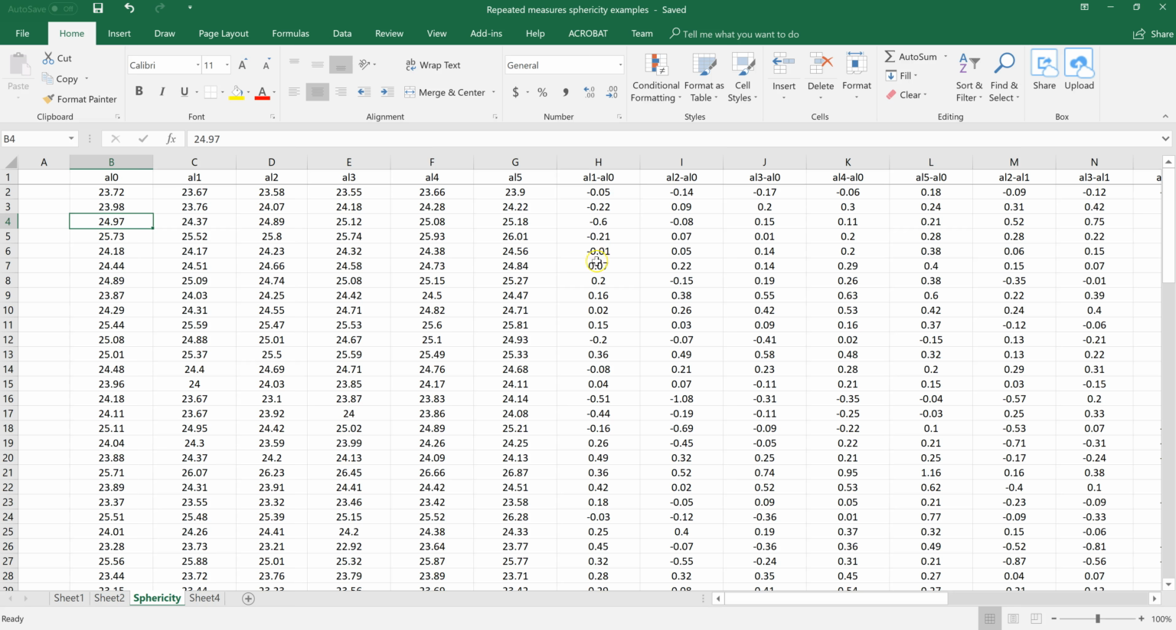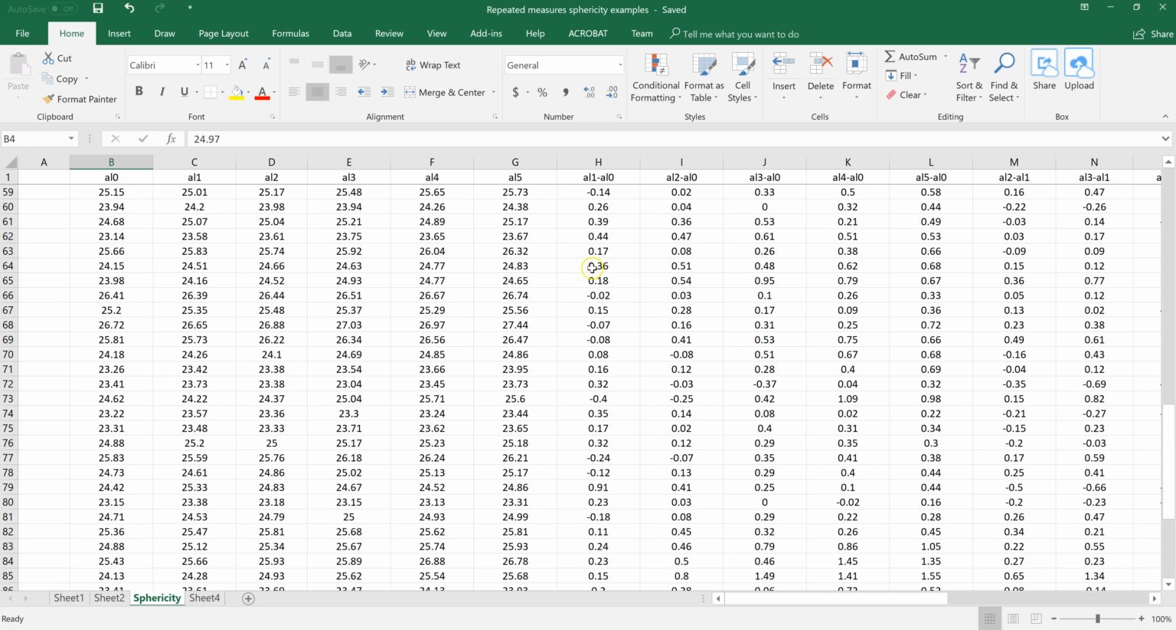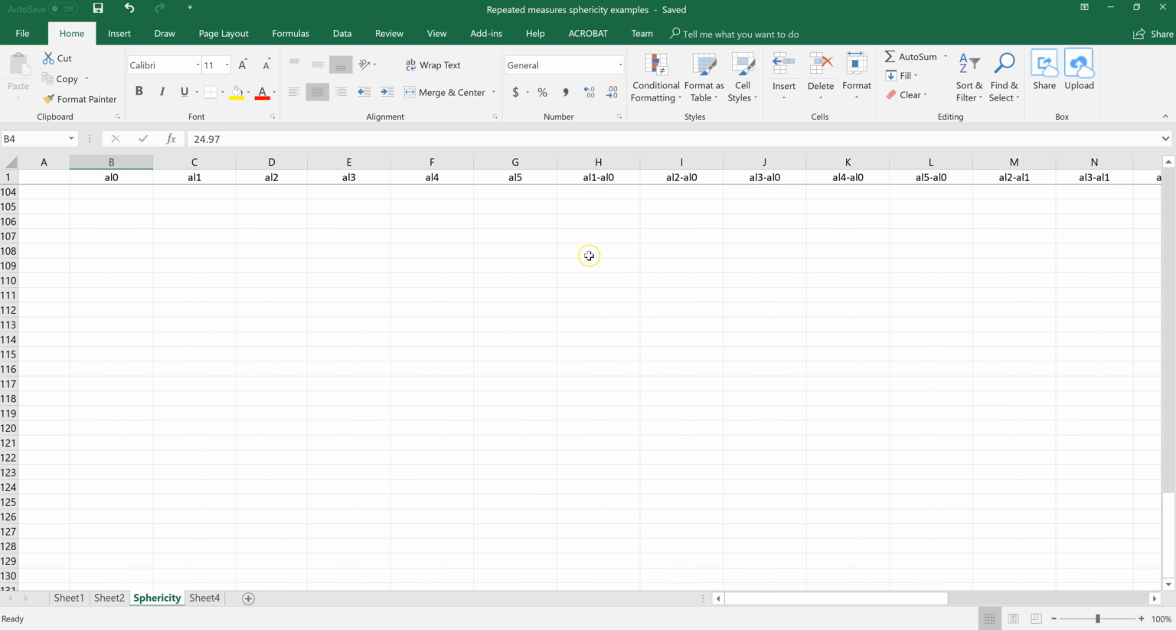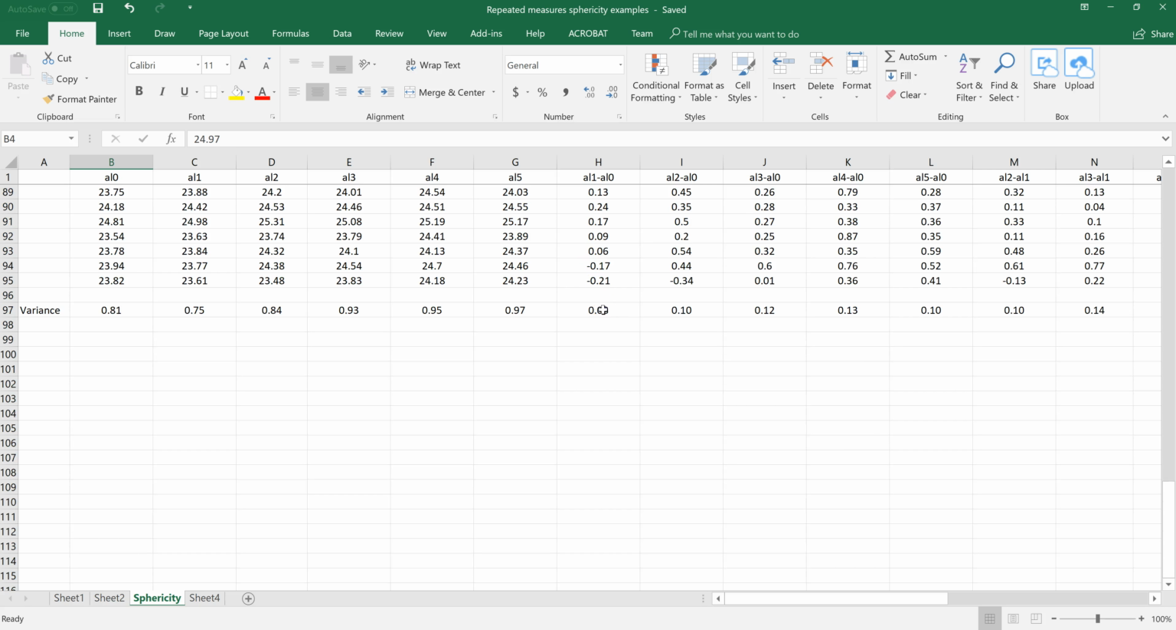And it looks at all those differences for each, calculates for each one, and then calculates the variance for that column. It does the same thing for AL2. Over here we have variance just for AL1. Notice that this is AL0. The variance is 81, whereas the difference is a lot smaller.